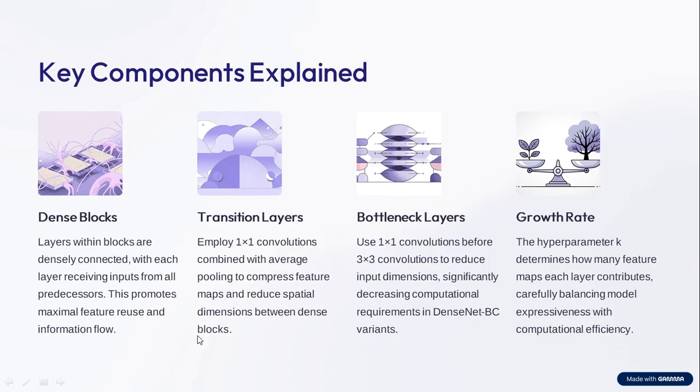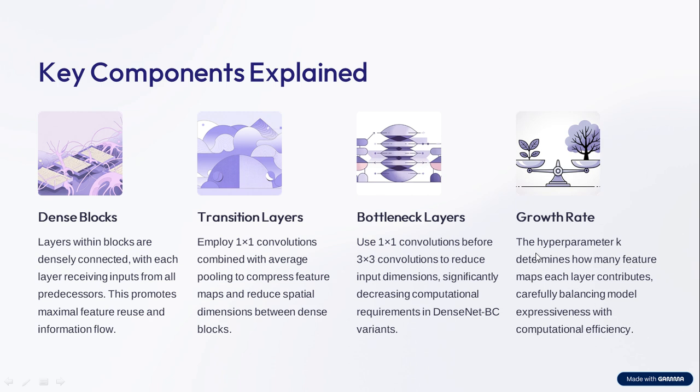Then key components. We know already about the dense block: layers within the block are connected, each receiving input from all the previous ones only. Transition layers employ one by one convolution combined with average pooling to compress the feature maps and reduce the spatial dimensions between dense blocks, that is downsampling. And the bottleneck generally follows one by one convolution before the 3 by 3 convolution, and also helps to reduce the input dimensions.